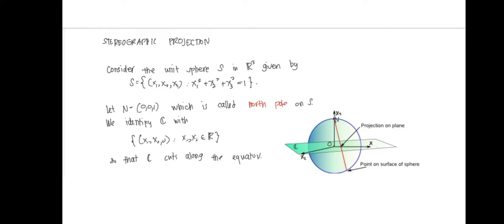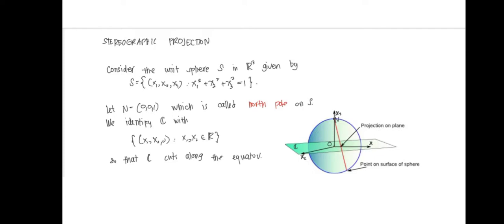So the dimension of x1, the dimension of x2, and the dimension of x3. Let N be the ordered triple (0, 0, 1), which is called the North Pole on S. We can locate the North Pole on the upper side of the circle. We identify C with the ordered triples (x1, x2, 0) such that x1, x2 are elements of R, so that C cuts along the equator.